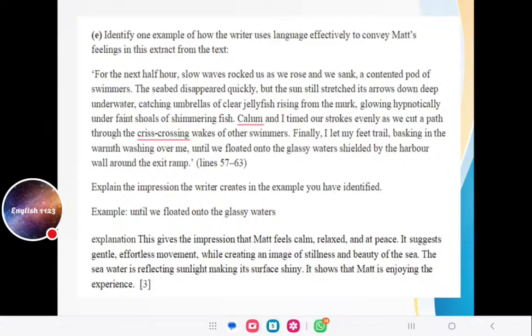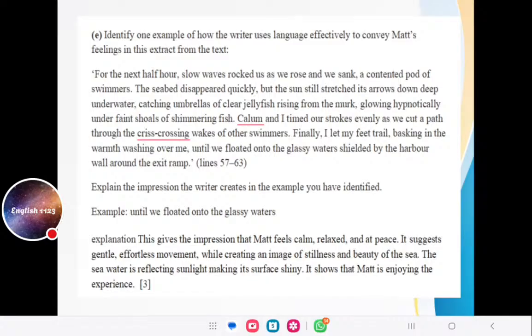Another one. Identify one example of how the writer uses language effectively to convey Matt's feelings in this extract from the text. I chose this example: "until we floated onto the glassy waters." In this, there are two important words, and I'm going to explain them while writing the impression. One word is floated and the other word is glassy. When I explain, I will try to give a complete explanation of these two words.